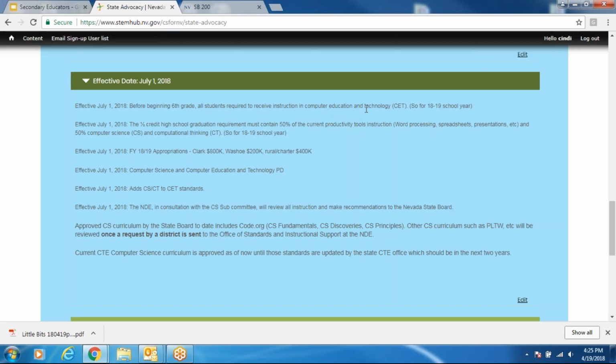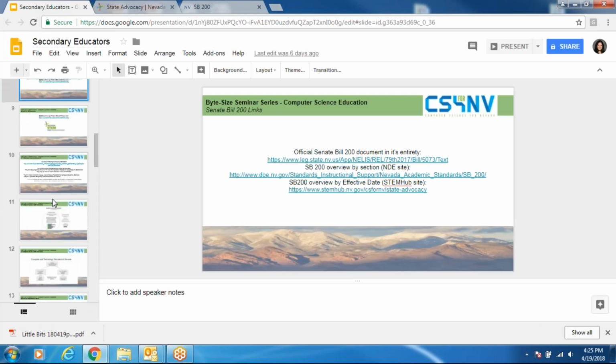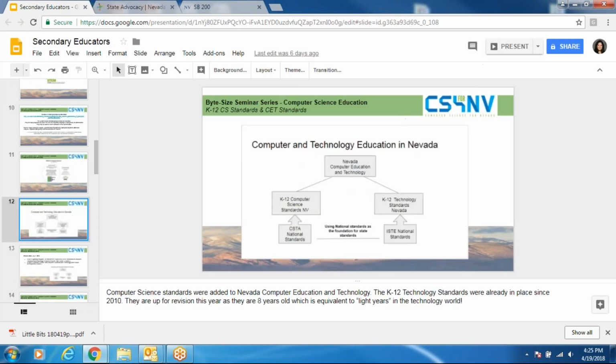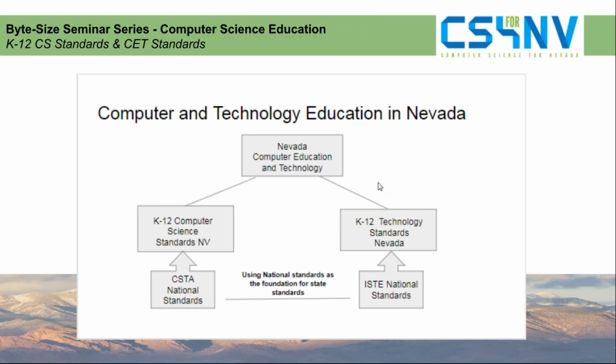This computer education and technology, this CET, let me go back to my slides. I'm going to go forward a little bit here and let me explain something. So we have this computer education and technology. You'll see that in the bill. What's that referring to is this main subject area right here. So it's called the Nevada Computer Education and Technology.